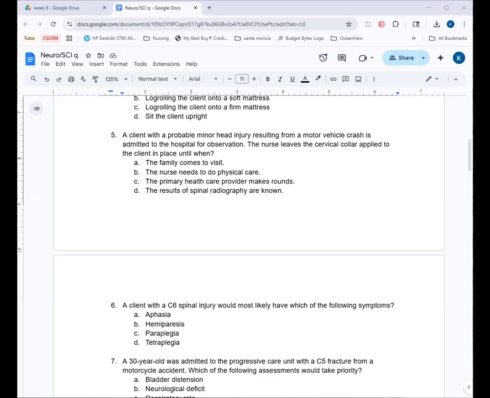Okay, cool beans. So the answer for this one was D. We want to know what imaging has shown us because we want to make sure that we can rule out any cervical spine injury. If you remove that beforehand, like the family is here and you're like, let's take the collar off so you can move your head, and cause a secondary injury. Pop off. Now, we need to do physical care.